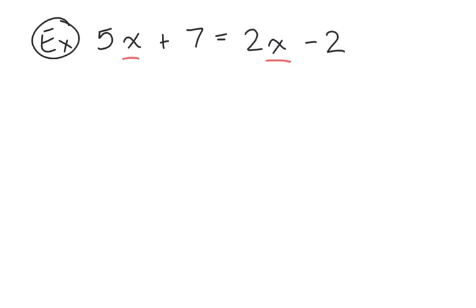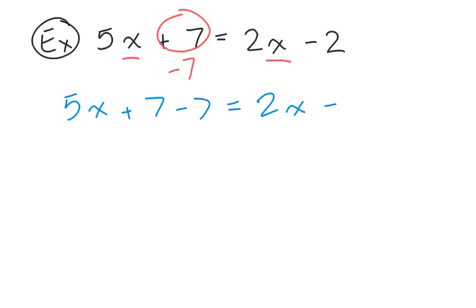On the left side of the equation, I have 5x stuck with this plus 7. You have to ask yourself, what is the opposite of plus 7? That is subtract 7. So we're going to subtract 7 from both sides of the equation. Let's go ahead and write that. So I have 5x plus 7 subtract 7 equals 2x subtract 2 subtract 7.